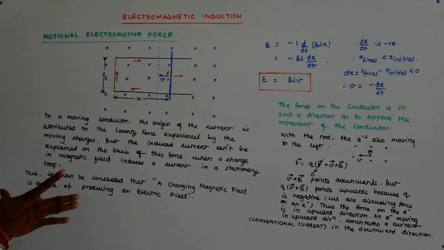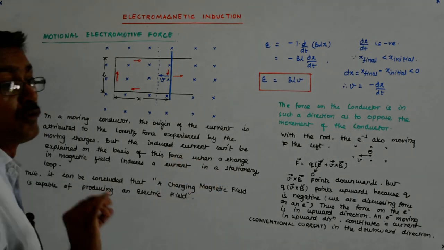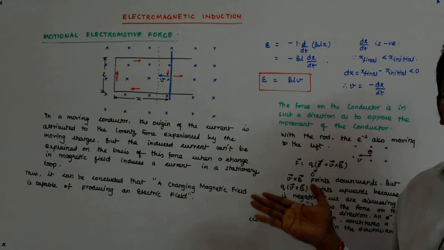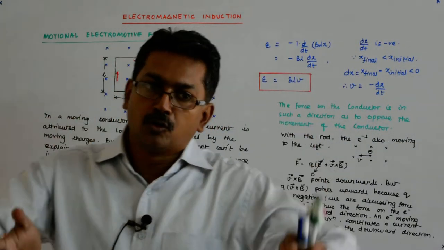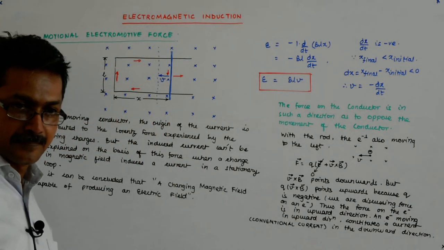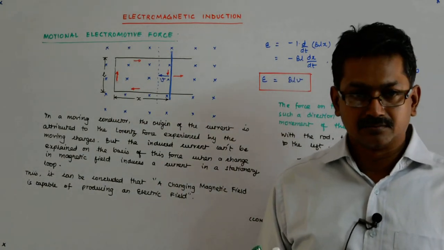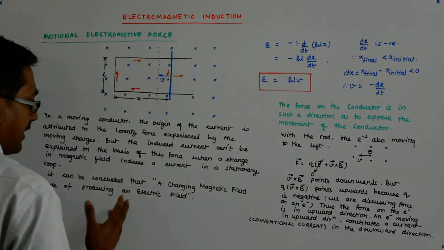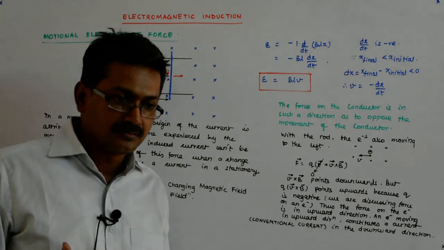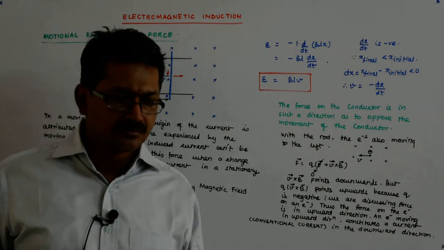So that was a great, great, great insight into things. We didn't know this till he said that. If you ask me, the crux of the insight that Faraday got is this: that a changing magnetic field is capable of producing an electric field. Hope you understand why. Because if there is a current there, it means there is a field there. Without a field, there will be no movement of charges. Q into E is what moves them.